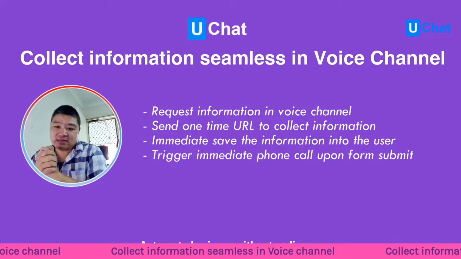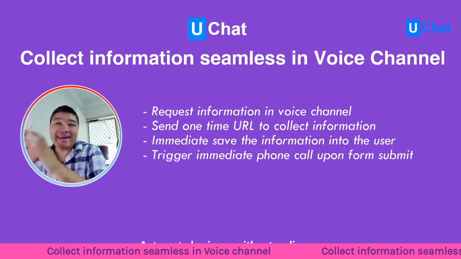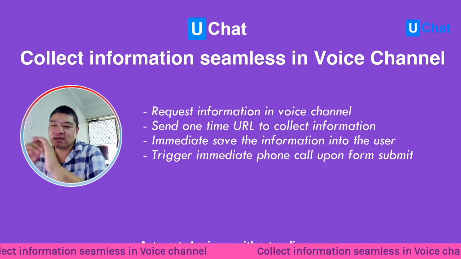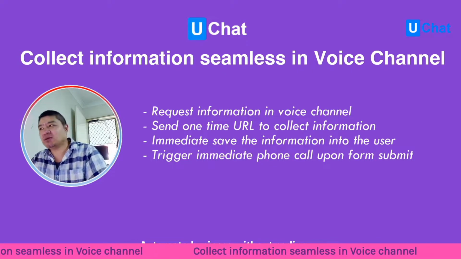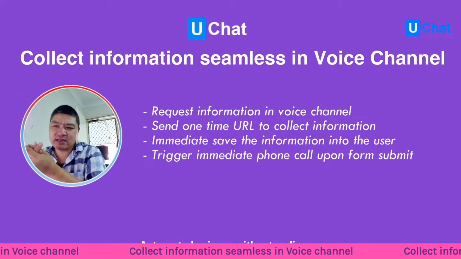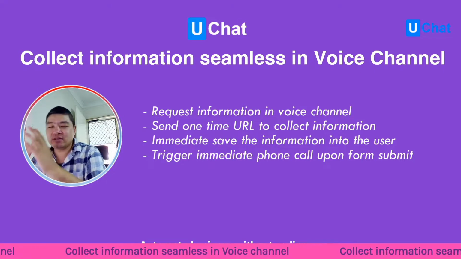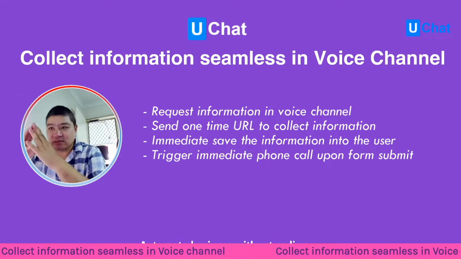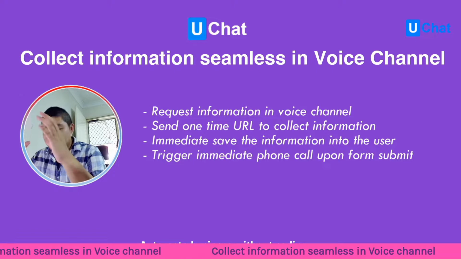The most important thing is that this whole process doesn't require any third party. It doesn't require you to set up Zapier. It doesn't require you to set up Integromat. Everything is built in UChat. You can easily collect this information in the voice channel.